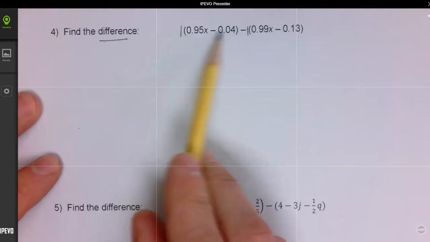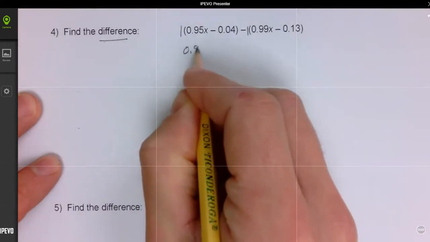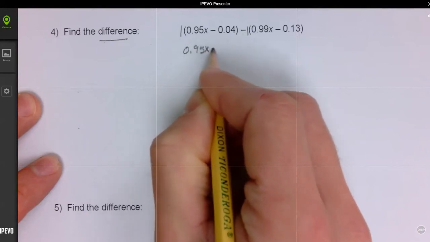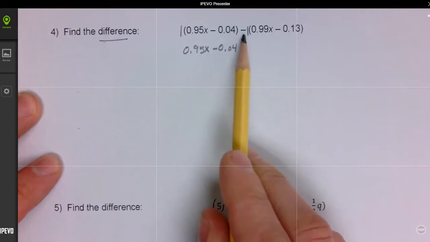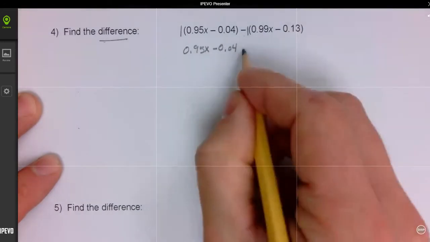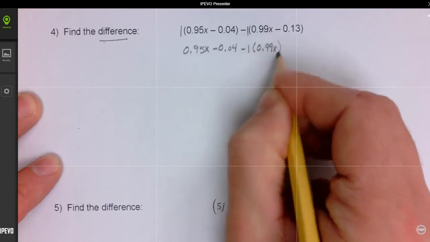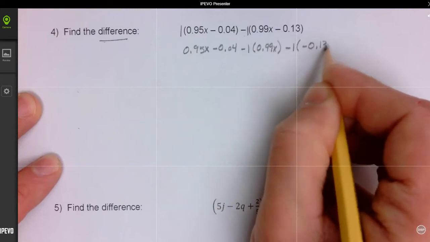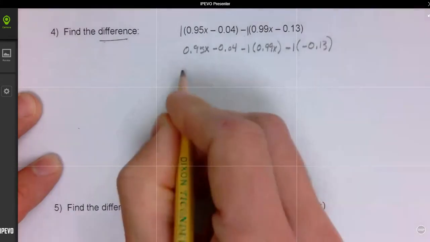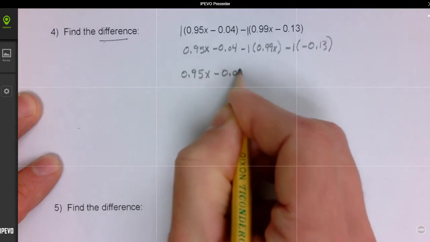So this is going to be different than the problems that we've done before. When I distribute 1 to these two terms, they're not going to change. So I'm still going to have 95/100 x minus 4/100. But now I need to distribute negative 1 to these two terms. So I'm going to have minus 1 times 99/100 x minus 1 times, that's a negative 13/100. So I'm going to write down my first two terms again, 95/100 x minus 4/100.